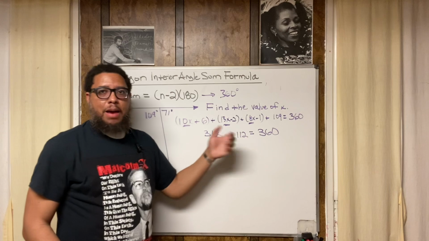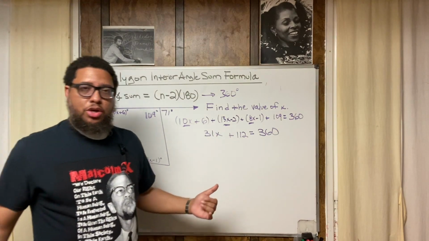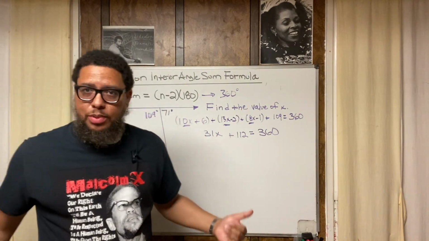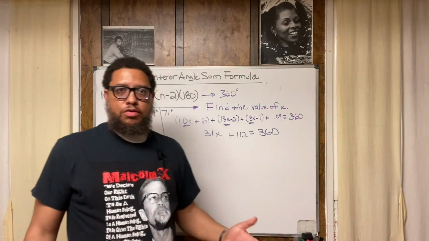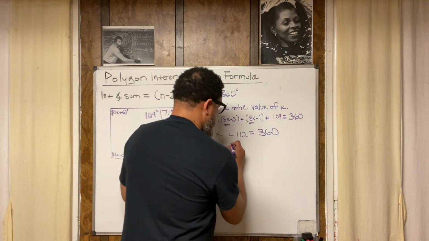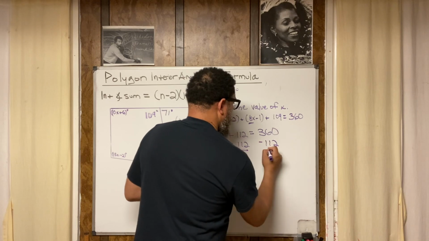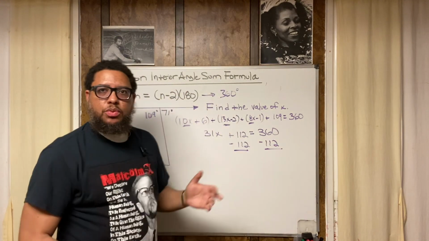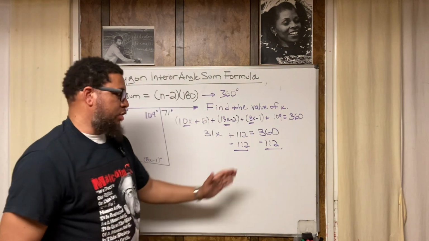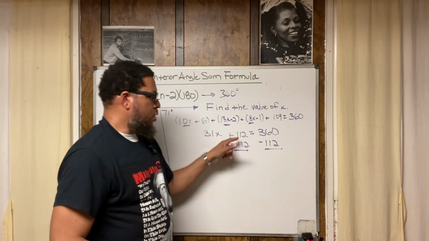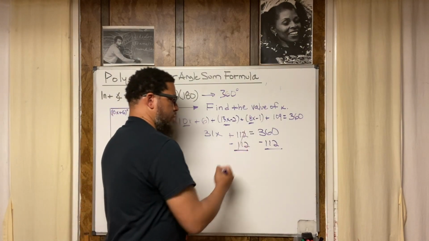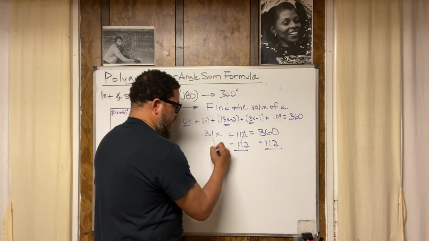You do the opposite operation to get rid of stuff in any equation. So the opposite of adding 112 is subtracting 112, right? So I'm gonna do minus 112 over here on the left side, and I'm also gonna do it over here on the right side because when we're solving equations, we want to be balanced. Whatever I do on the left side, I also do on the right side. 112 take away 112 is 0. That's what we wanted. So now we bring the 31x down.